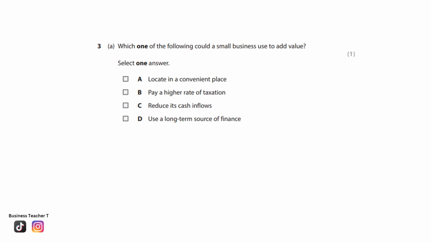Which one of the following could a small business use to add value? Select one answer. A. Locate in a convenient place. B. Pay a higher rate of taxation. C. Reduce its cash inflows. Or D. Use a long-term source of finance? And the answer is A. Locate in a convenient place.